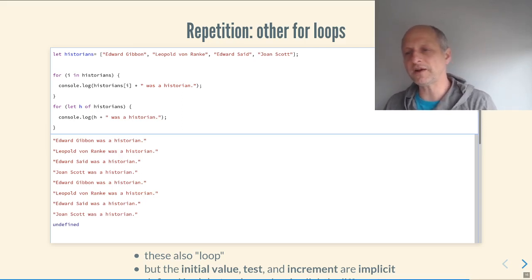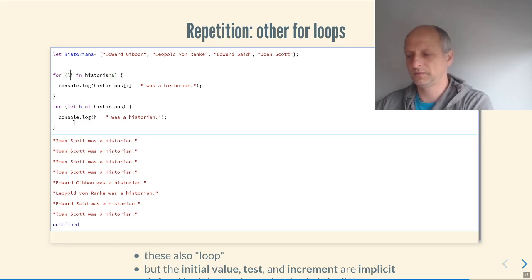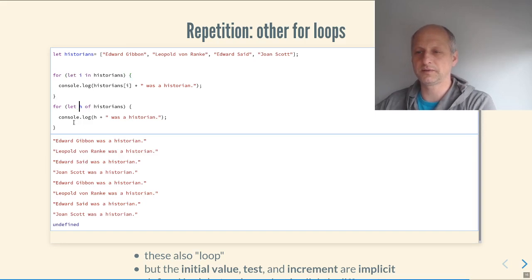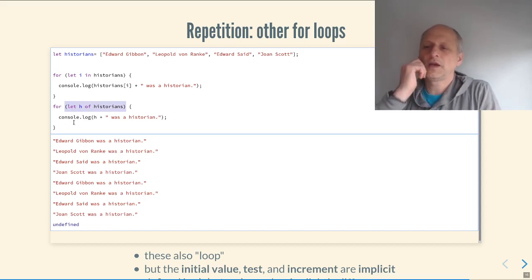So these are very, very similar. They are in and of loops. So for I in historians, and that really should, yeah, it's better to always write that let. And for H of historians. So they do almost the same thing, but they work slightly different ways.